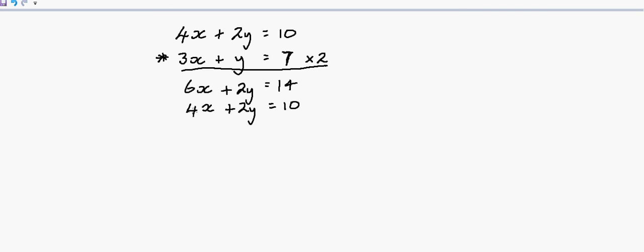And the other thing as well is, supposing I'd written 4x plus 2y equals 10 over the top of this. Now the signs are the same, so I'm going to take one equation from the other. If I had the 4x on the top, 4x take away 6x, I get minus 2x. I don't want minus 2x. So it doesn't matter which way round you have the equations, make it work for you. Okay?